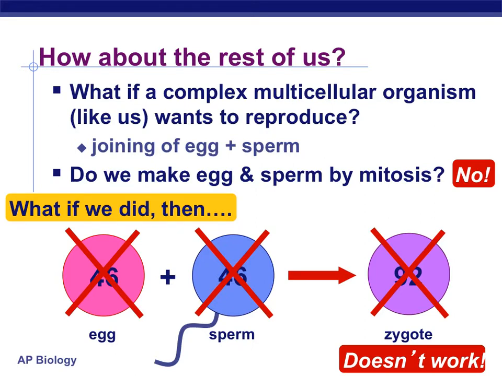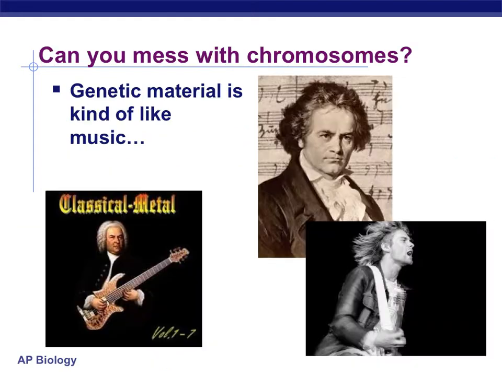If we did, the egg cell would have 46 chromosomes for a human, and a sperm cell would have 46 chromosomes, and then you'd have a zygote at fertilization that has 92 chromosomes. So the chromosome math wouldn't work.